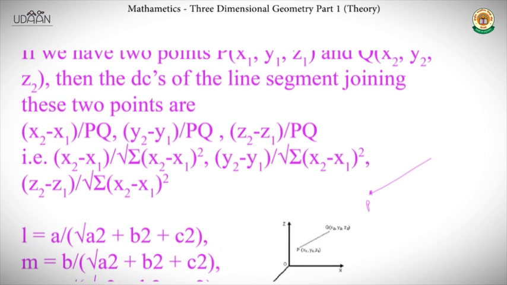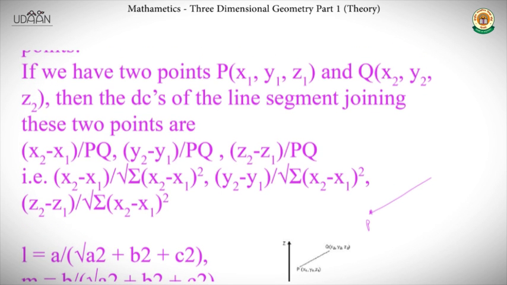What we would do is take the difference of the two coordinates respectively. That would give us the direction ratios, and using direction ratios we would then be able to find the direction cosines. Direction ratios are directly x2 minus x1, y2 minus y1, z2 minus z1. These are the direction ratios.